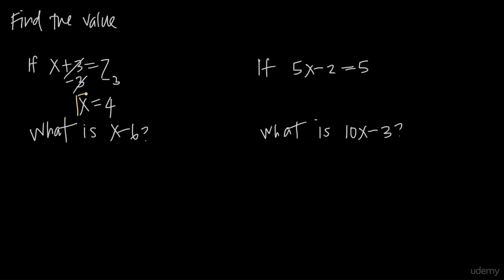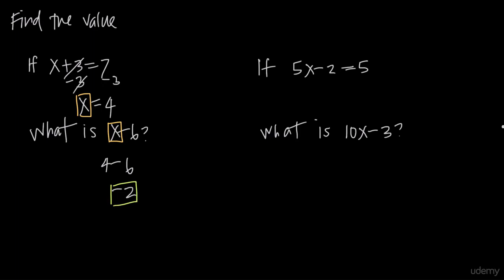We have a specific value for x, and we can take this value of x and plug it into the second equation for x here. So since we know that x equals 4, when we say what is x minus 6, we can say, well, it's whatever we get when we plug in 4. 4 minus 6. 4 minus 6 is negative 2. So we can say that the value we're looking for is negative 2.